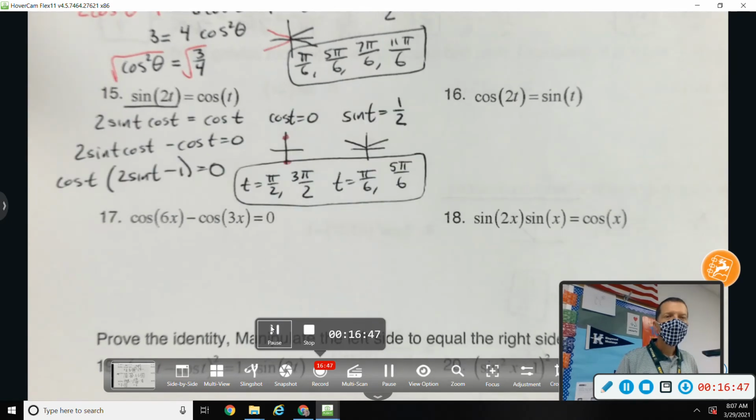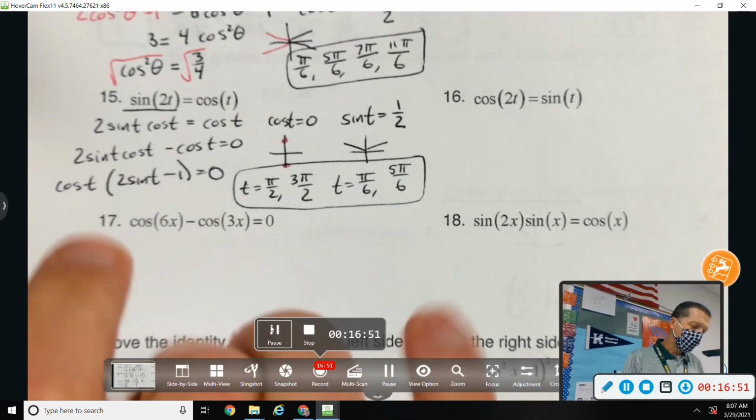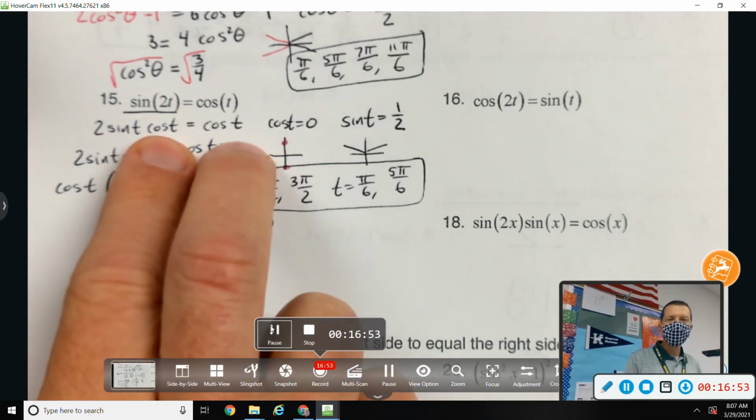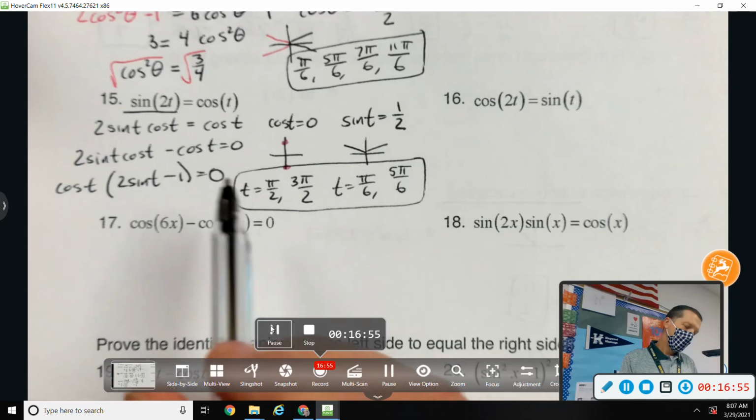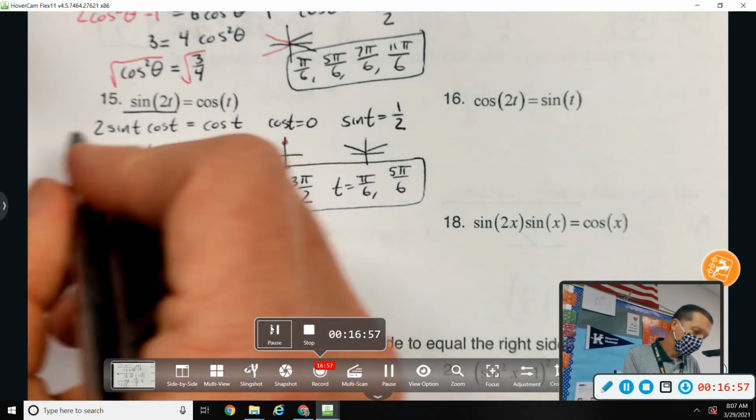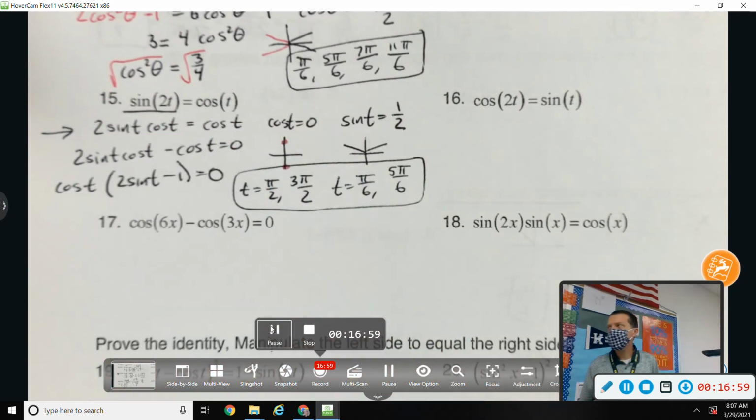So there's the answer to number 15. Apply the formula. Again, don't divide by cosine because you'll lose solution. Move the cosine over. And then it's just like, in fact, from this point on, we've done those types of problems before. So it's apply a new formula and then work it like an old type problem.